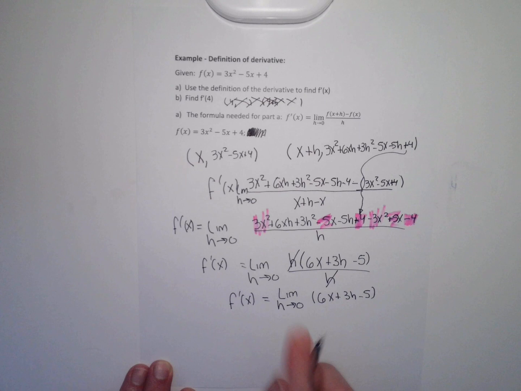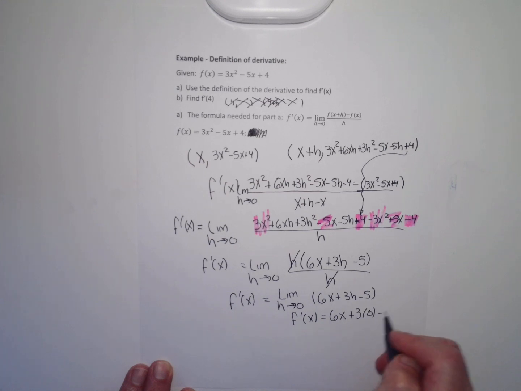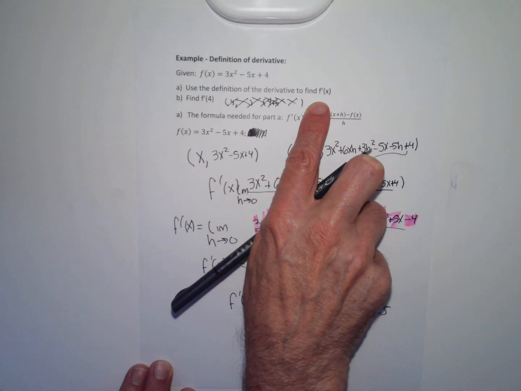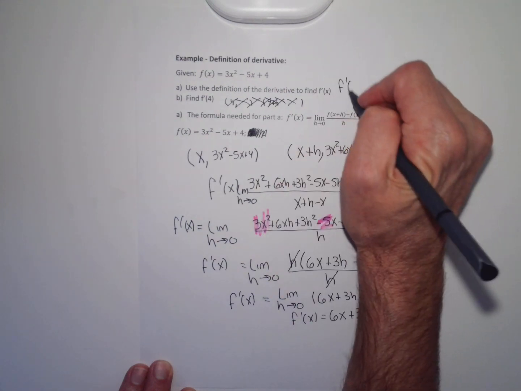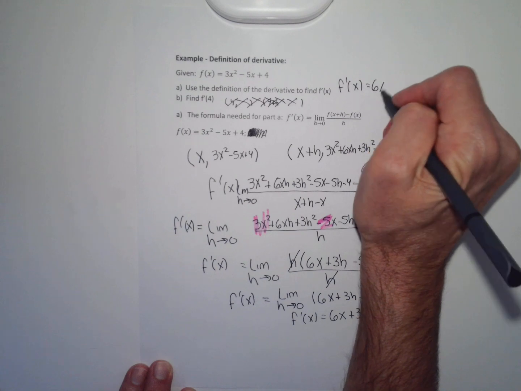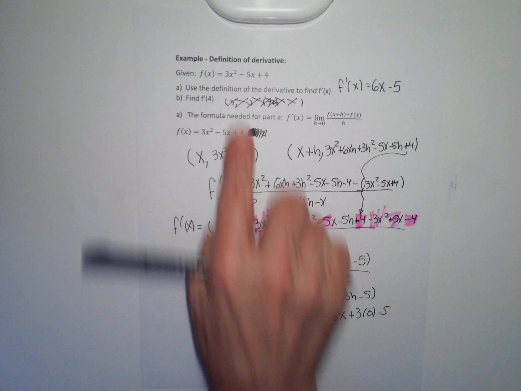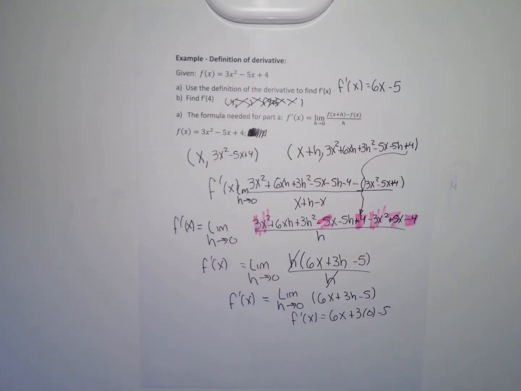Now I'm going to plug 0 in and get f prime of x equals 6x plus 3 times 0 minus 5. The answer to part A, I used the definition of the derivative, or the formula to find the instantaneous rate of change, or the formula to find the slope of the tangent line. I'm going to get f prime of x is 6x minus 5. If you've taken calculus before, you know that there's a way to get from there to there in about a second and a half. And in chapter 2, I'll teach you that, but in chapter 1, we have to do limits. That's the end of part A.